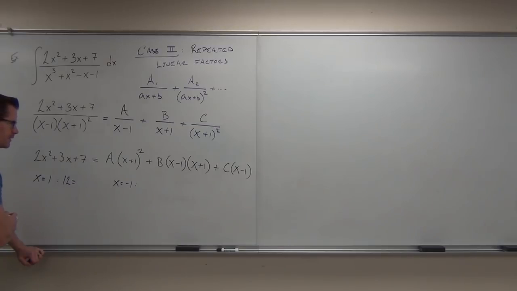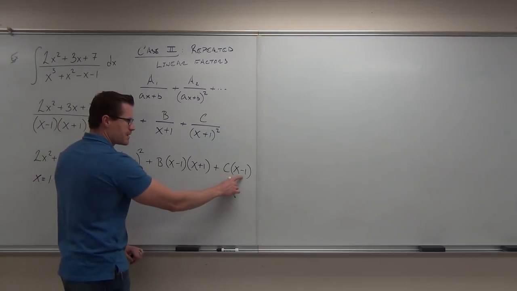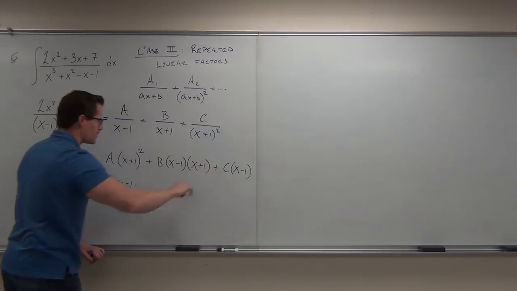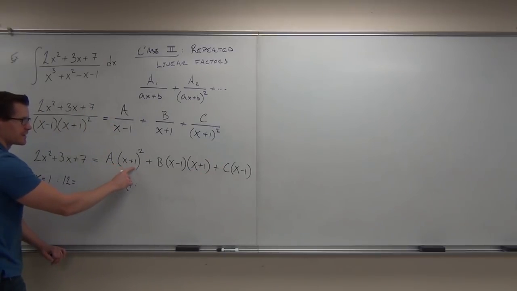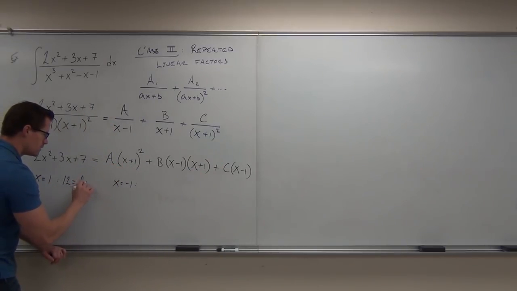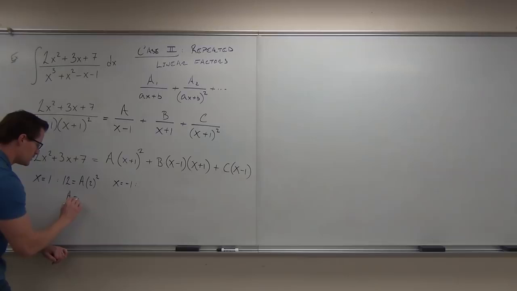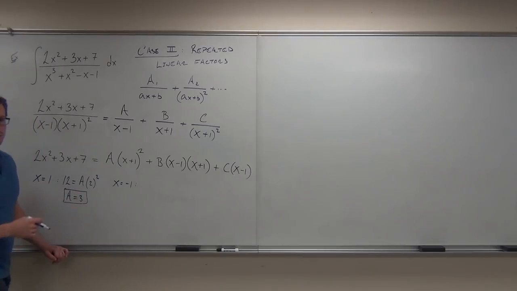Plugging in 1. If I plug in 1, 1 minus 1 is 0, this is gone. 1 minus 1 is 0, this whole thing's gone. 1 plus 1, that's 2. Squared. So all I know is that 12 equals a times 2 squared. Did you guys get that as well? 4a. I think a is 3. Did you get a is 3? Yeah. Awesome. Now, do negative 1.